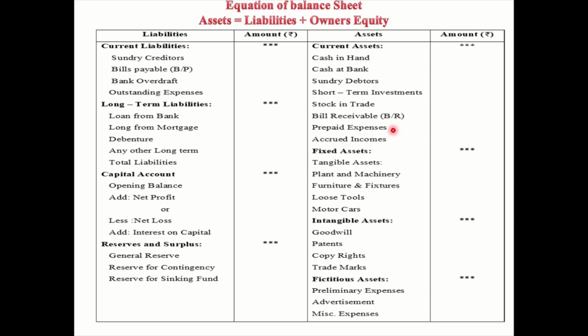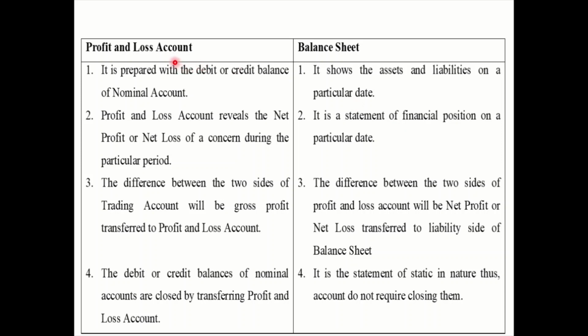Now we are going to see the difference between profit and loss account and balance sheet. Profit and loss account is prepared with the debit and credit balances of nominal accounts. Balance sheet shows the assets and liabilities on a particular date. Profit and loss account reveals the net profit or net loss of a concern during a particular period. Balance sheet is a statement of financial position on a particular date.